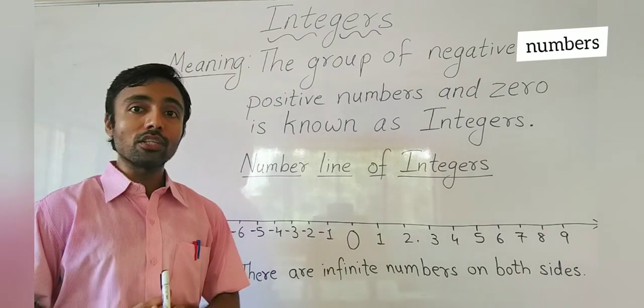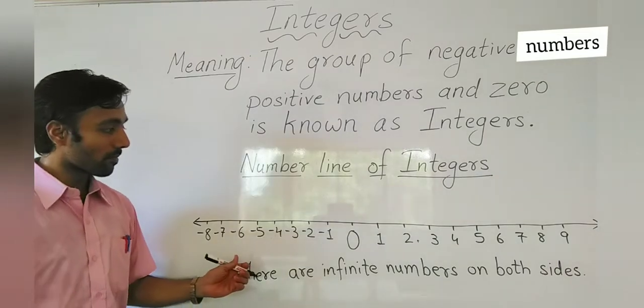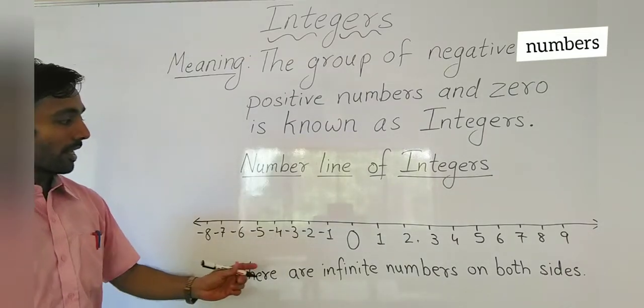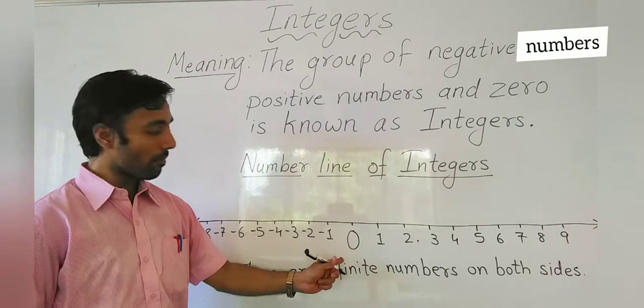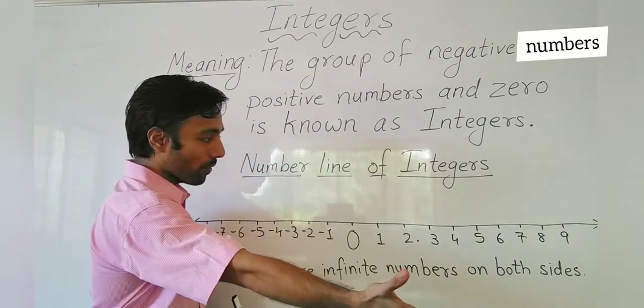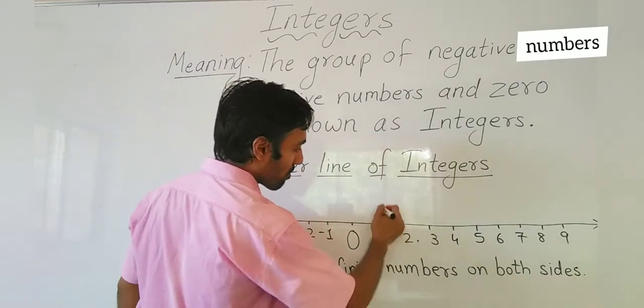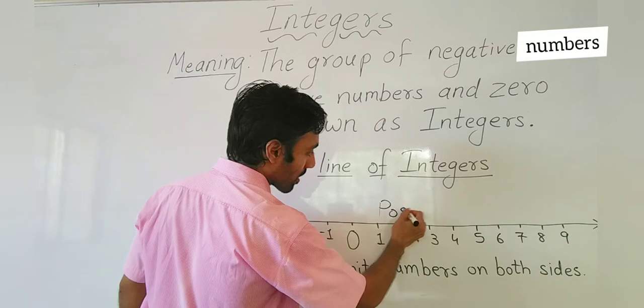So if we see the integers on the number line, how do they look? This is how they look. So on the number line, 0 will come right in the center, and towards the right side of 0, you can see there are positive numbers. So positive numbers lie towards the right of 0.